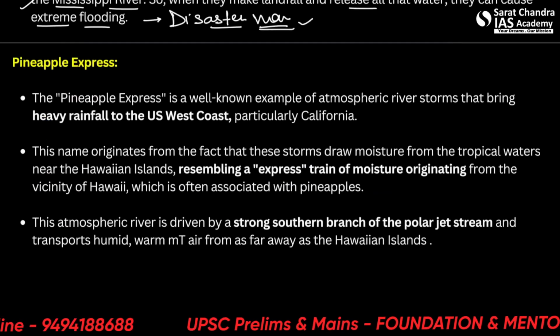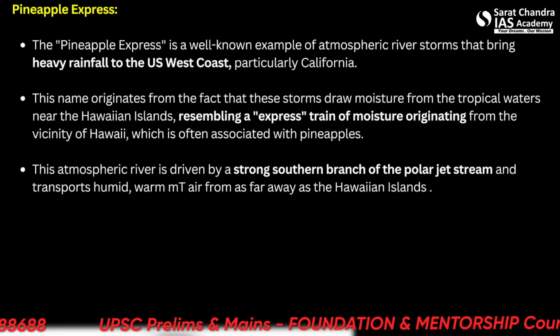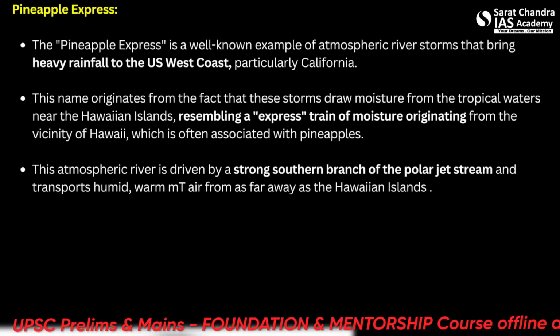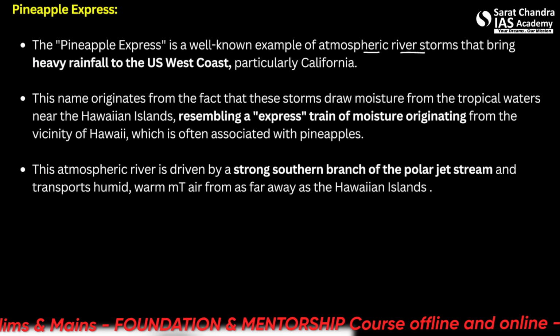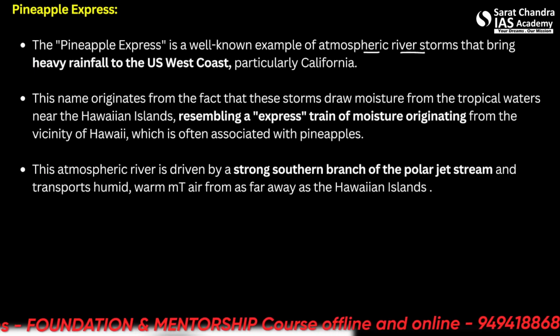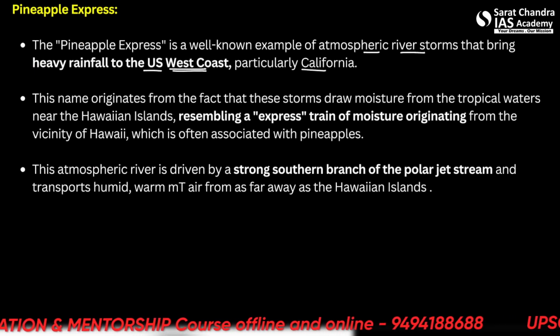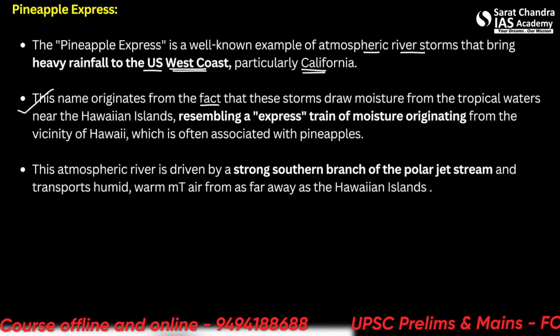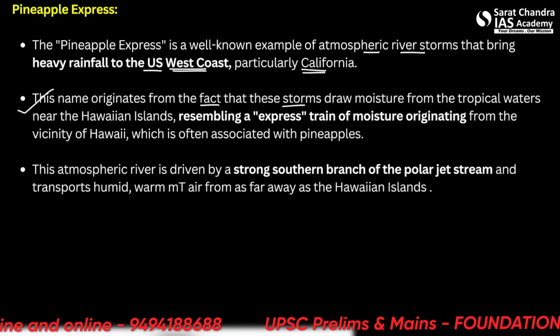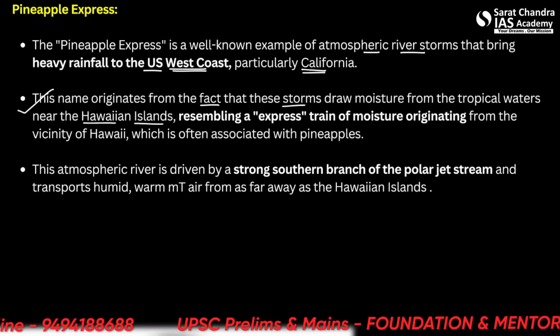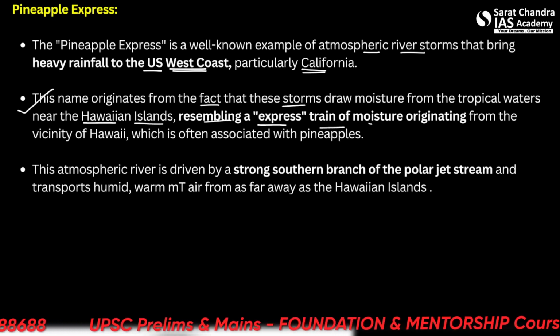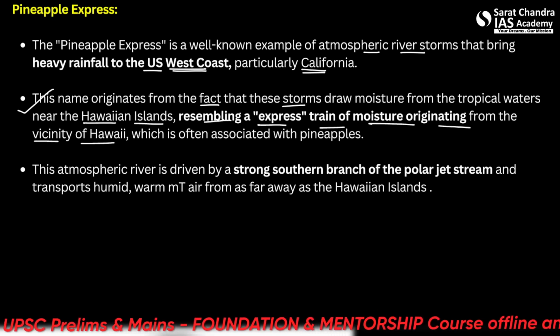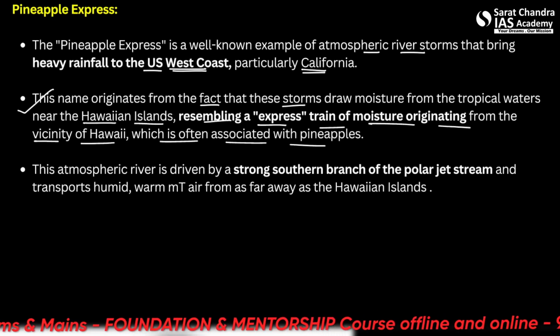Now let's talk about the Pineapple Express. The Pineapple Express is a well-known example of an atmospheric river storm that brings heavy rainfall to the US west coast, particularly California. This name originates from the fact that these storms draw moisture from the tropical waters near the Hawaiian islands, resembling an express train of moisture originating from the vicinity of Hawaii, which is often associated with pineapples.